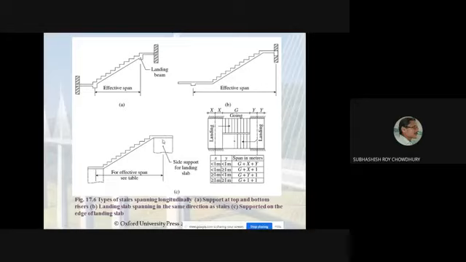And the landing will be supported over two walls, it may be an RC wall, it may be a brick masonry wall like this one. Okay, at the two ends. So this is the typical type of supporting structure for the stair. In that case, this flight part, the going part, will be the secondary structural component, and the primary structural component is the landing, because the going part of the waist slab will be supported over the landing elements.